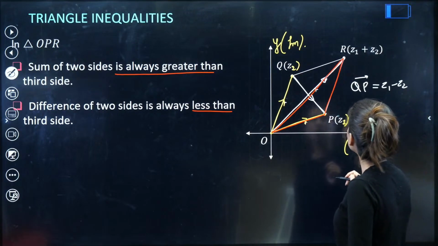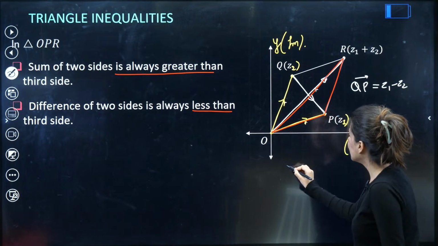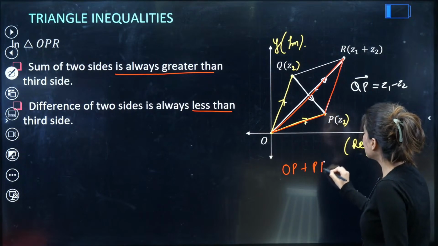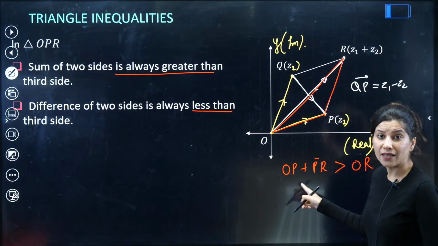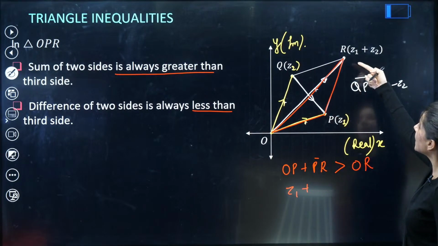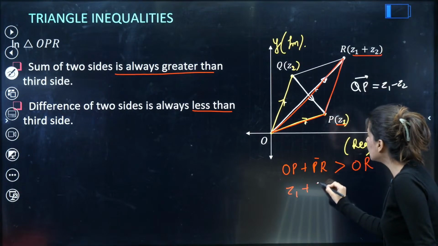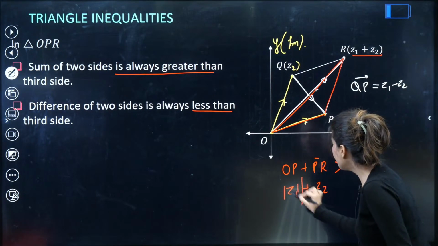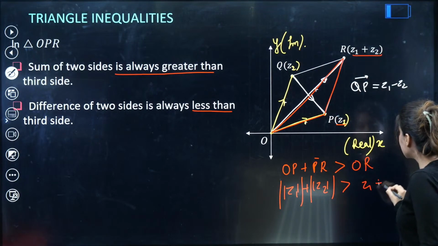So can you see sum of two sides? What is this? OP. So sum of two sides is OP plus next is what? PR. Sum of two sides is greater than third side, what is that? OR, right? So what is OP? Who is going to tell me? OP is nothing but Z1 plus PR. What is PR? PR would be nothing but Z1 plus Z2 minus Z1, so that is this Z2, right? So OP plus PR, we will talk about length. OP plus PR is greater than third side. What is third side? Mod of Z1 plus Z2.